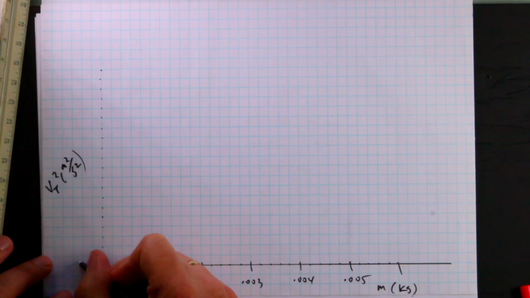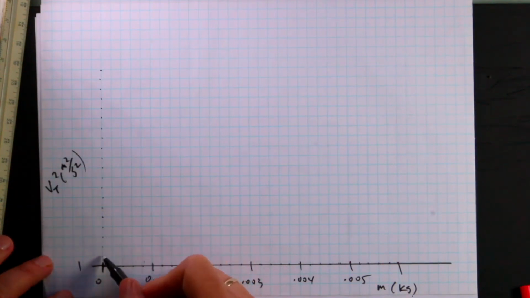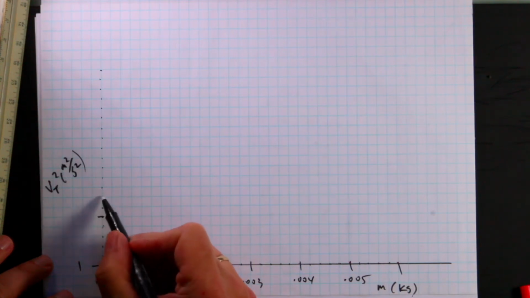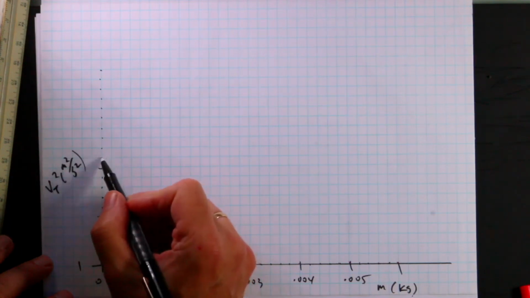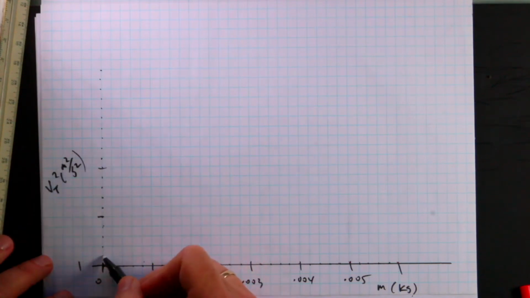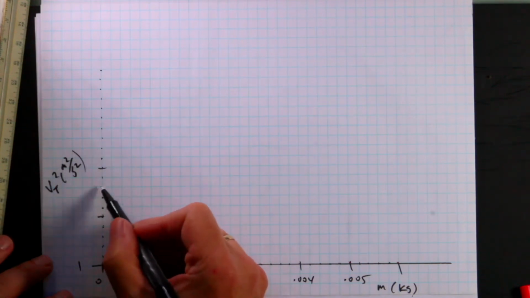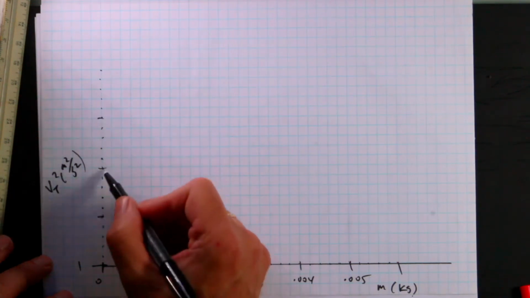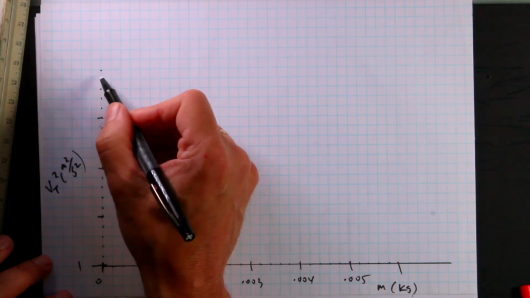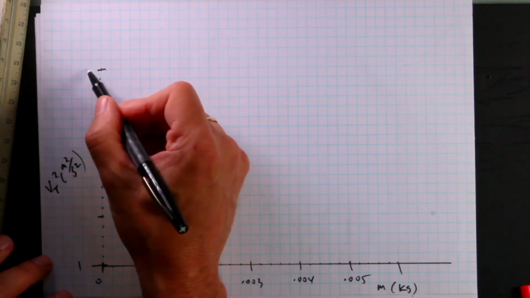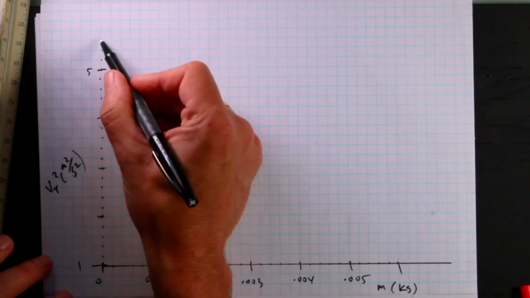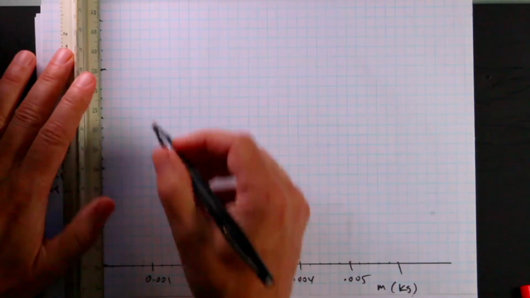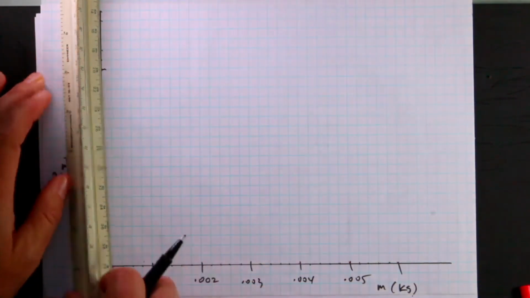And I'm going to say this is 1. And then I'm going to count 1, 2, 3, 4, 5 for 2, and again for 3. Did I count that right? So that's going to be 2, 3, 4, 5, and then 6. Okay, so there's my vertical axis. See? That wasn't so bad.